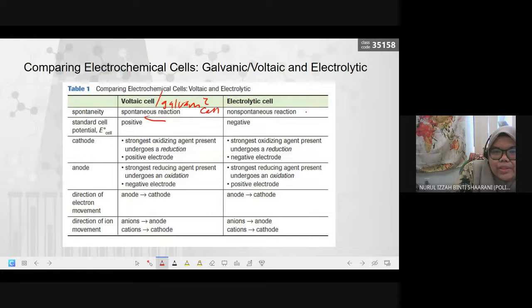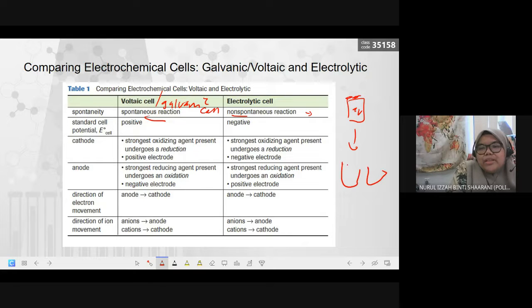The electrolytic cell is non-spontaneous. Why? When you do electrolysis, you need a power supply. You have a battery, the 9 volt battery, which you connect with wires to the beaker with the pencils, and then you check that bubbles form there. So that means you convert electrical energy to chemical energy.